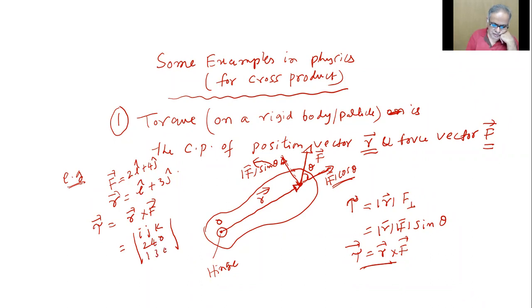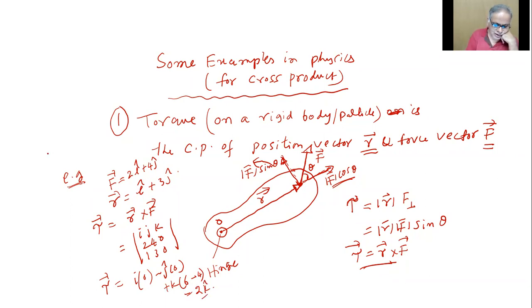1, 3, 0. So expand this, tau vector, you get i into this, you remove: 4 into 0 minus 3 into 0, right? Minus j into this: 2 into 0 into 1 minus 0, 0, plus k into this: so 2 into 3, 6, minus 4. So ultimately, what did I get? 2k, which you can get directly here if you want.